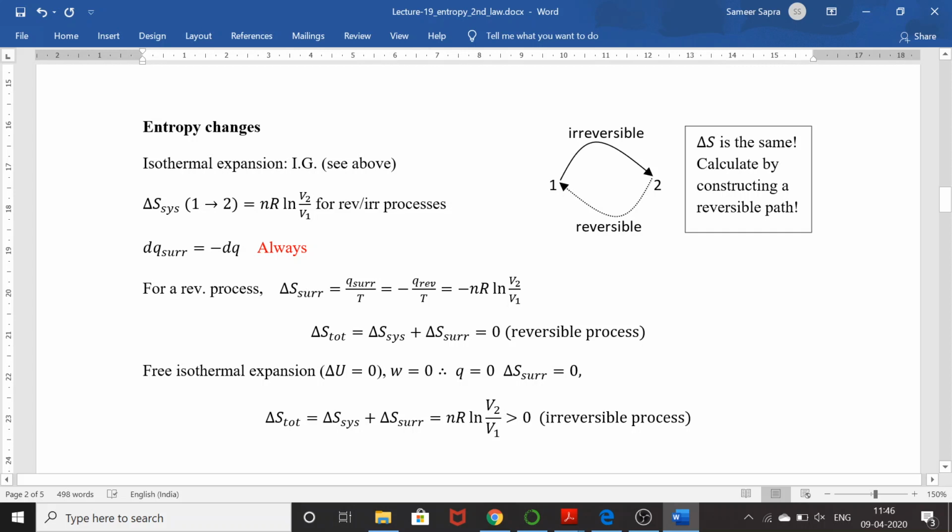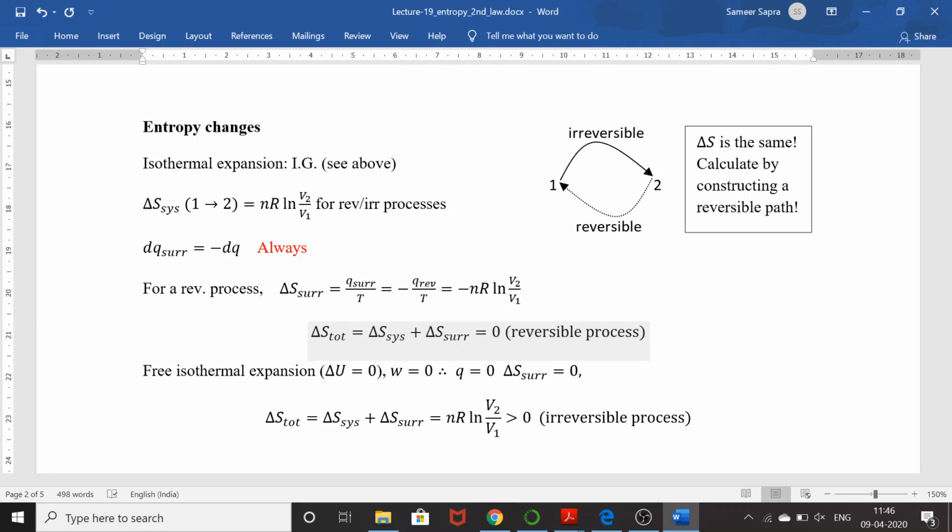Now for a reversible process, delta S surrounding would be Q surrounding by T, which is minus of Q reversible by T. Right? Q reversible is the heat exchanged in the reversible process. And I know minus of Q reversible by T is minus of nR log V2 by V1, because I know Q reversible by T is nR log V2 by V1. So the total change in entropy, it's a reversible process, so it should be 0. It does come out to be 0. For an isolated system, for a reversible process, it should be 0.